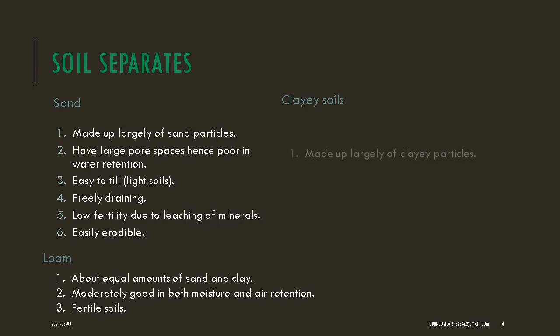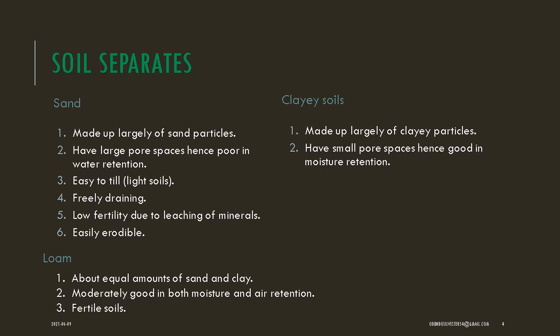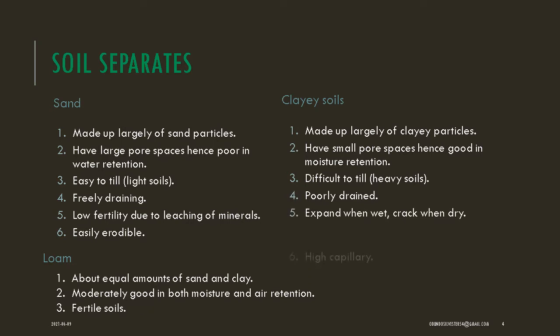On the clayey side, they are made up largely of clayey particles, have very small pore spaces, and therefore they are good in moisture retention, and that's why you find this kind of soils in water ponds. They are difficult to till, they are heavy soils, and also poorly draining. They expand when wet and crack when dry, and they have high capillarity. And lastly, we can say they are rich in plant nutrients because they have colloidal properties, the electronegativity properties that enable them to attract cations. Some of these cations, such as magnesium and potassium, become part of the nutrient capital for the plant to use.